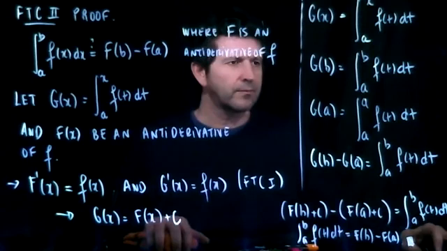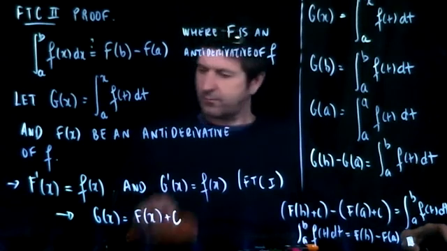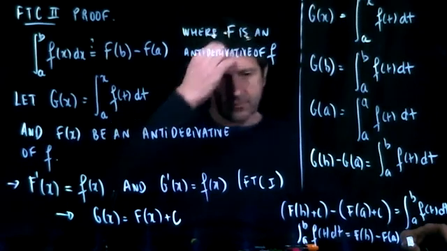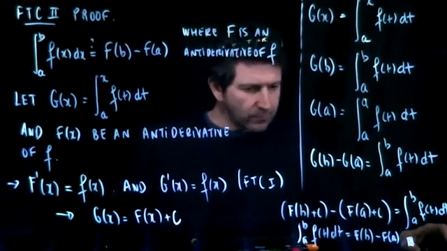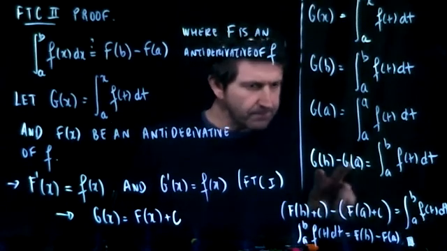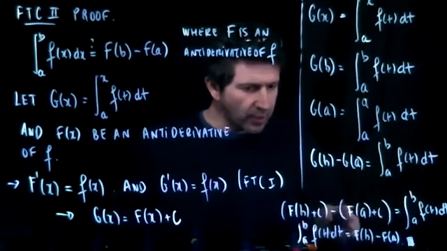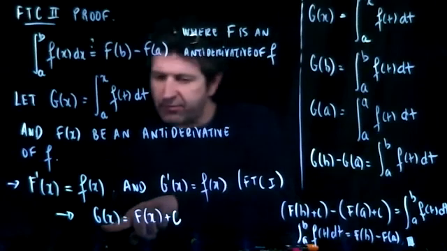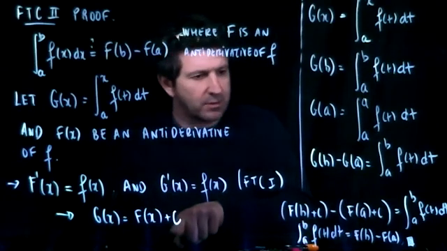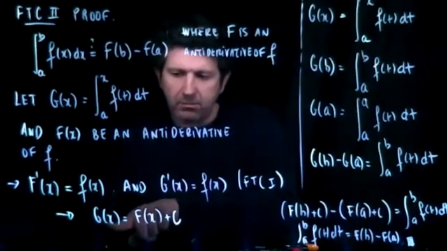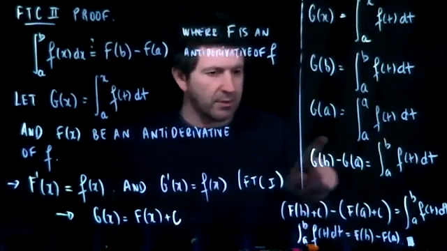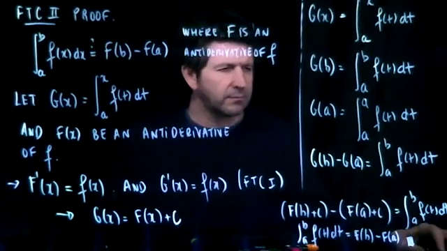Sir, how did you go from the second to last step to now? From here to here? I'm just replacing, since we know that G of x is F of x plus c. Oh, so you're just replacing G of x by all that? I'm replacing the x by b. Okay, exactly. Thank you.